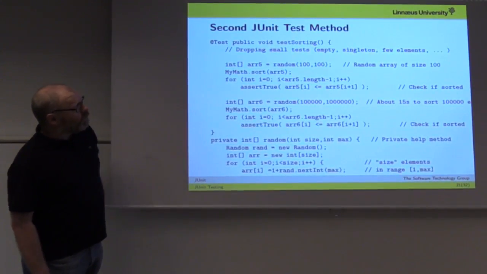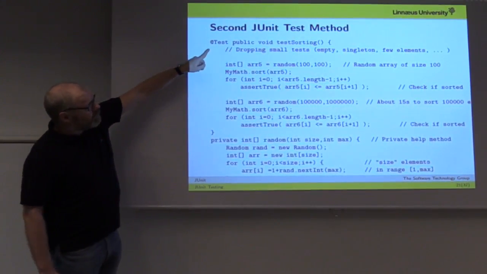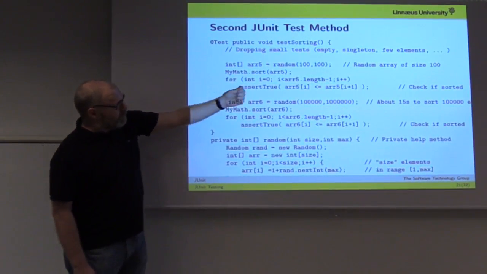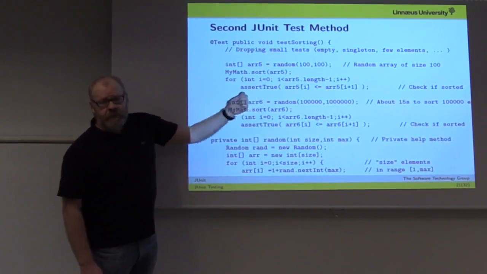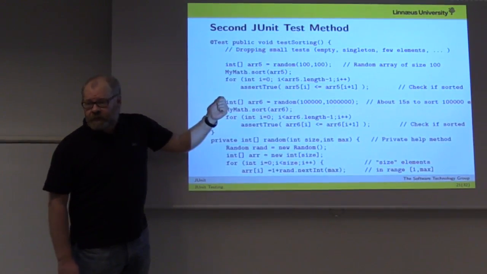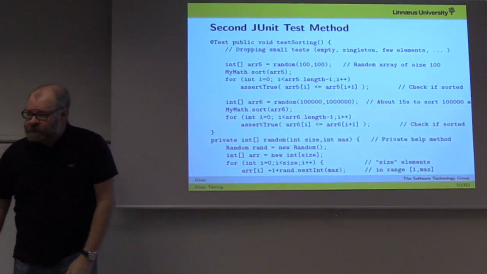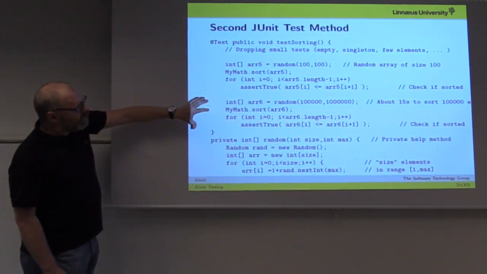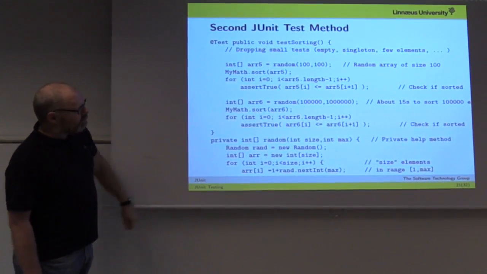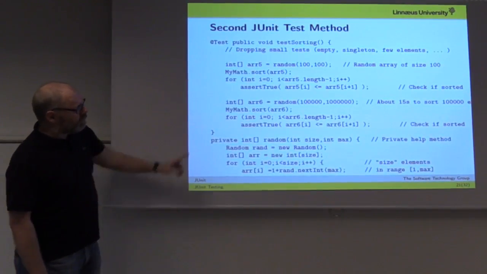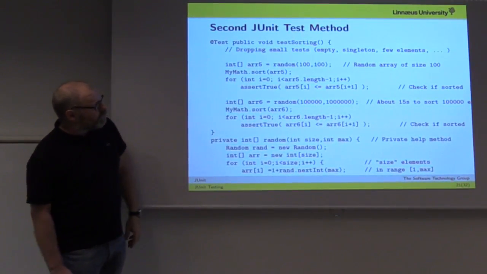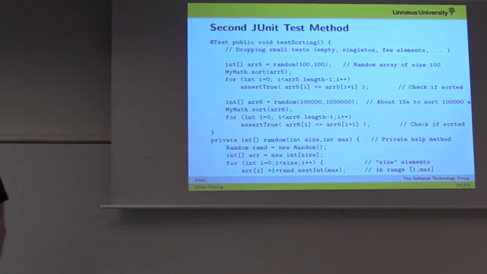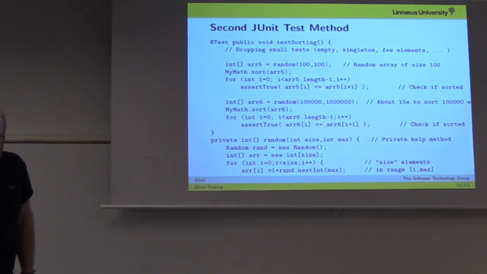I have a method called test sorting that I've annotated as a test, and then I'm building up different arrays, sorting them, and then I check that they are actually sorted like this. So this is what your test code will look like. A number of methods annotated with test, where you are testing a few things about, in this case, the myMath class to see that it works properly. You will also often have a few help methods that you are using to generate data for your testing.